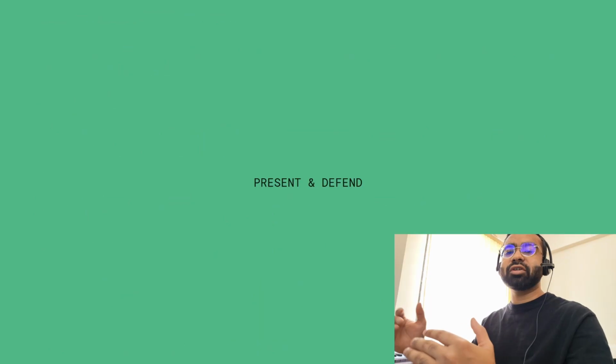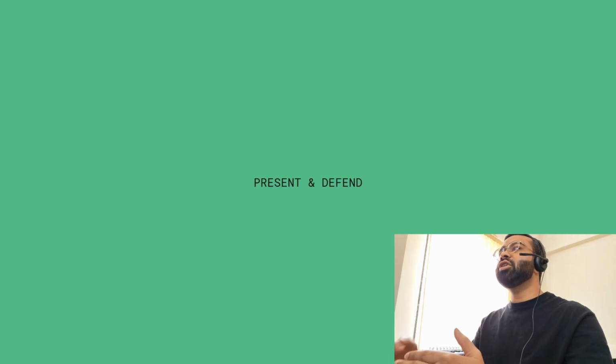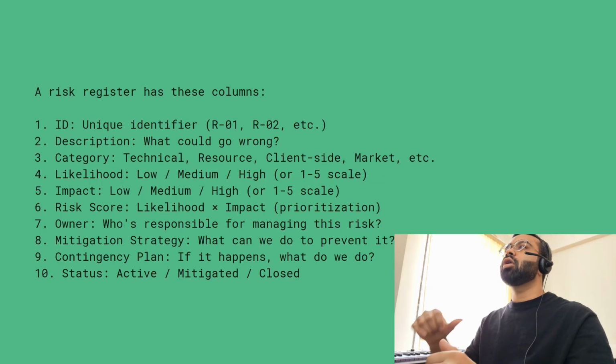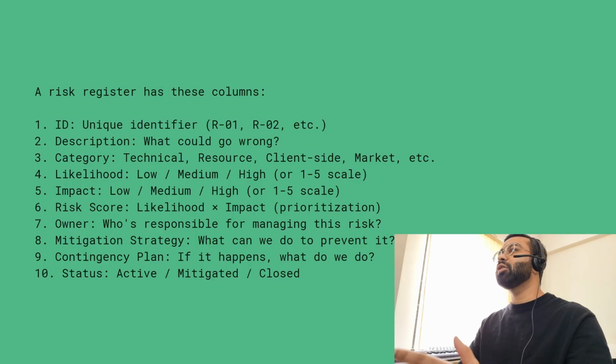Layer 5 is present and defend. You have decomposed work, estimated using multiple techniques, identified risks, calculated transparent contingencies, and now it's time to present. Let me show you how to build a robust risk register. A risk register has these columns: unique identifier, description (what could go wrong), category (technical, resources, client side, market, etc.), likelihood, impact, risk score, owner, mitigation strategy, contingency, and status.